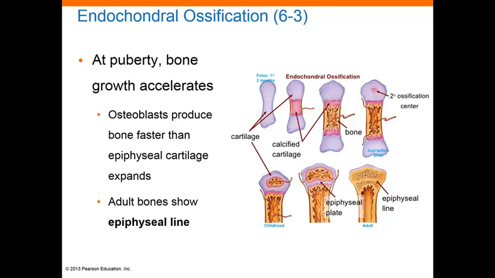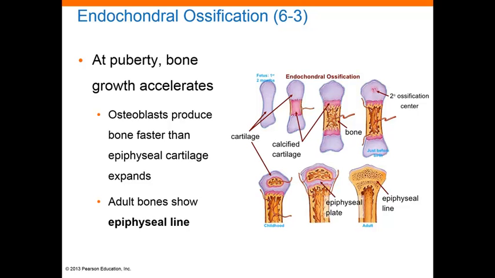When sex hormone production increases at puberty, bone growth will accelerate. Osteoblasts produce bone faster than the epiphyseal cartilage can expand, and epiphyseal cartilages eventually will disappear, or you may have heard of your growth plates closing. Adult bones will show evidence of the epiphyseal line where the cartilage once was, where that compact bone will meet with the shaft and the epiphyseal spongy bone.